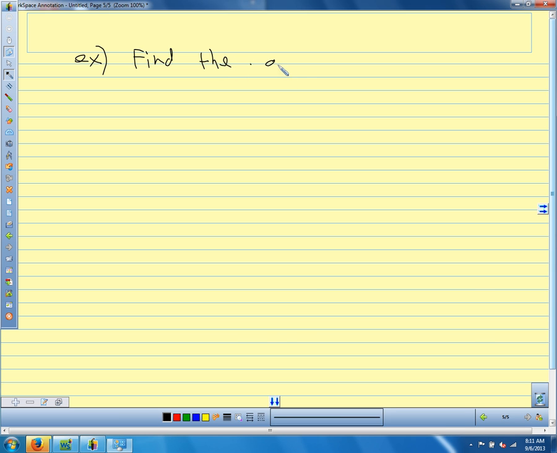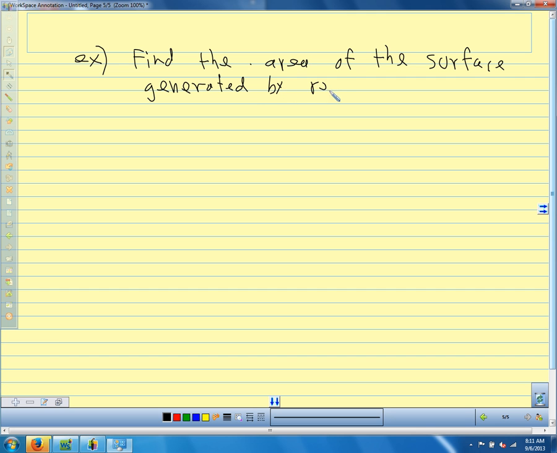So we want to find the area. So we have the surface, we're generating the surface y equals 2 square root x about the x-axis, from x equals 4 to x equals 8.